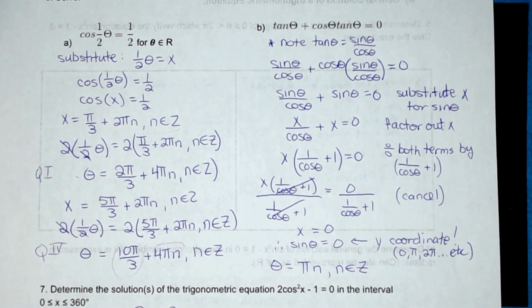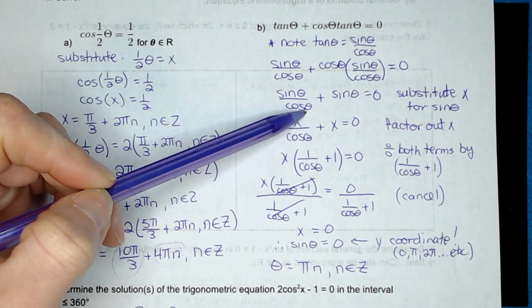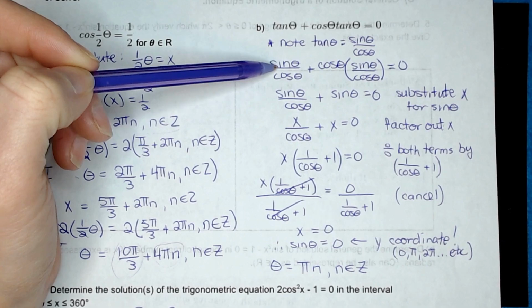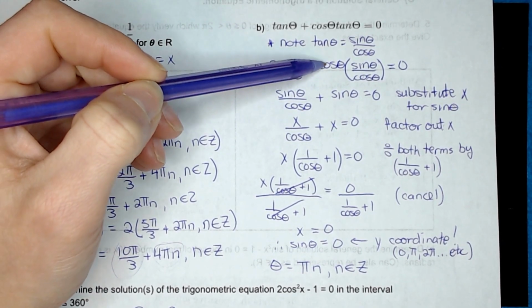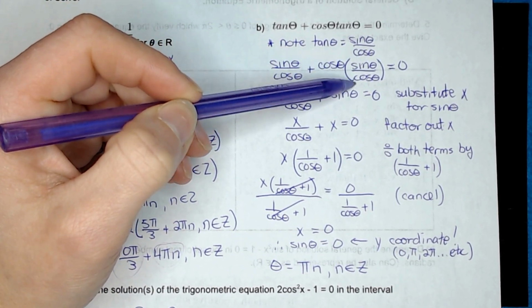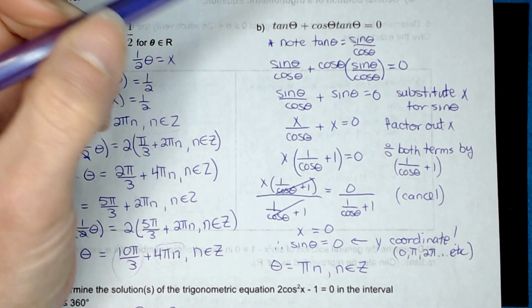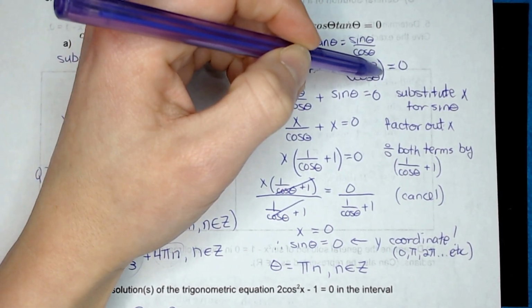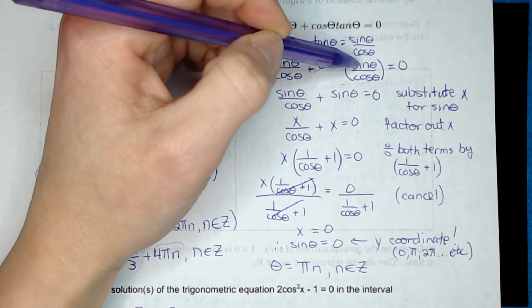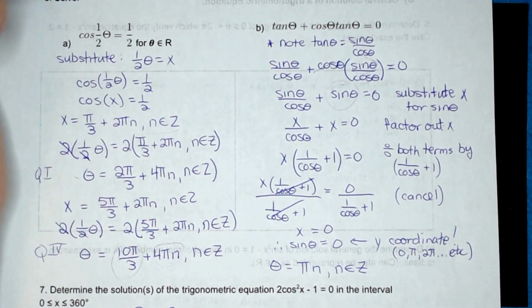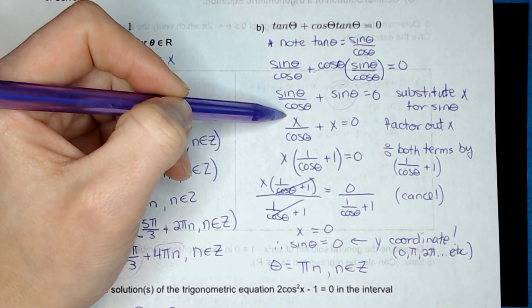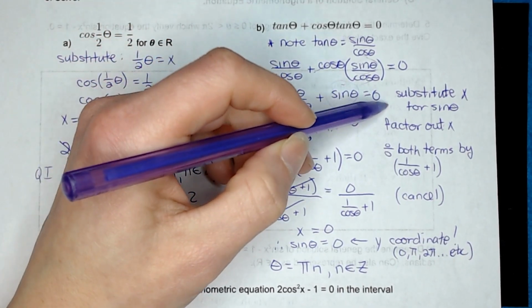It makes it easier to work with the rest of the equation, and it becomes evident in the very first step. So we have sine theta over cos theta plus cos theta times sine over cos again equals 0. Now, cos divided by cos is, of course, 1. So all we're left with in this term is sine theta. And now we have sine over cos plus sine equals 0.